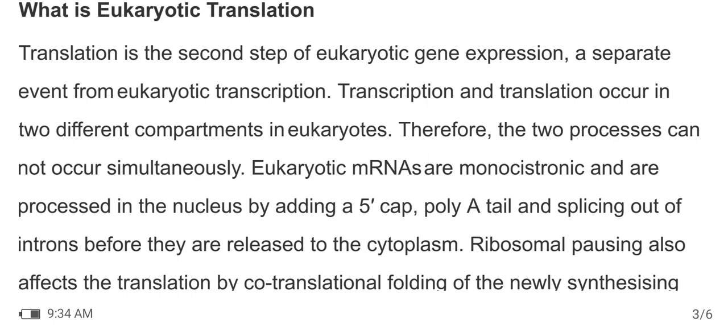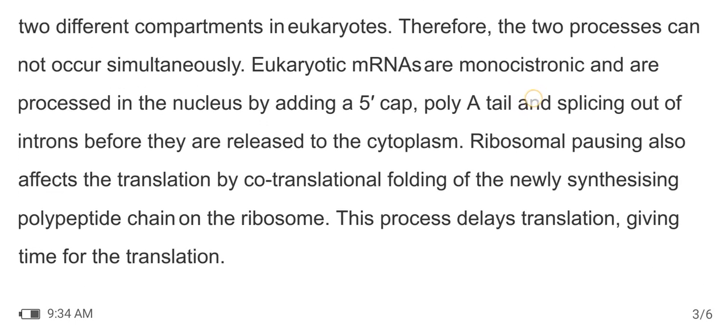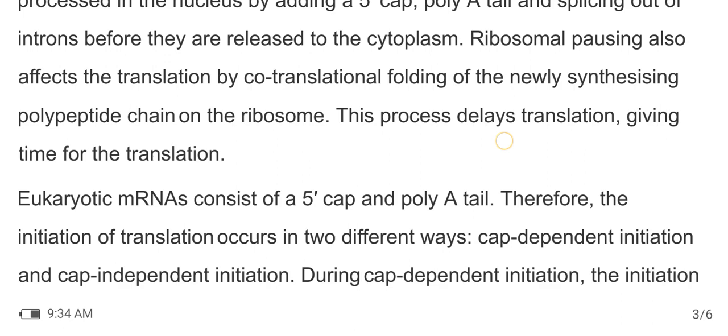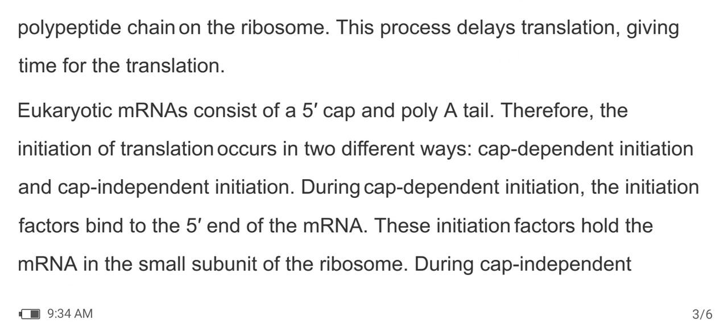Ribosomal pausing also affects translation by co-translational folding of the newly synthesized polypeptide chain in the ribosome. This process delays the translation, giving time for folding. Eukaryotic mRNA consists of a 5' cap and poly A tail. Therefore, the initiation of translation occurs in two different ways: cap-dependent initiation and cap-independent initiation.